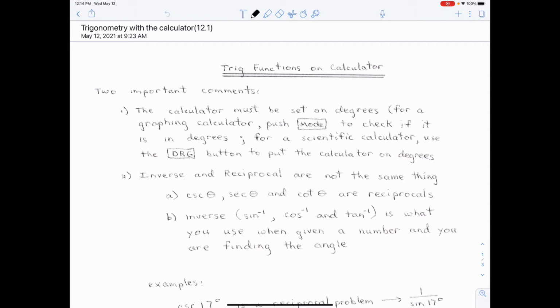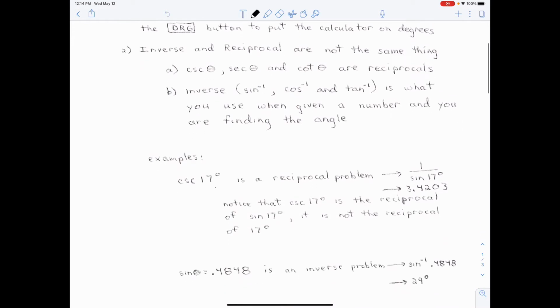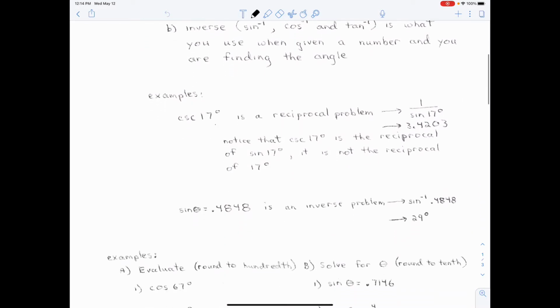Reciprocal means flip something over, okay? Cosecant, secant, and cotangent are reciprocals. But on your calculator, you don't have those, so we're going to have to do something. What you do have on your calculator is sine to the -1, cosine to the -1, and tangent to the -1. Those are inverses. And that's what you use when I give you the number and you're trying to find an angle.